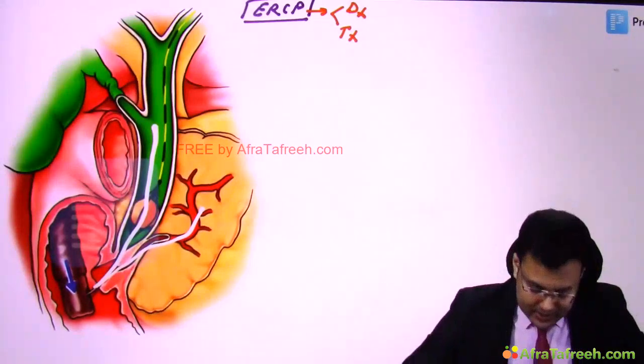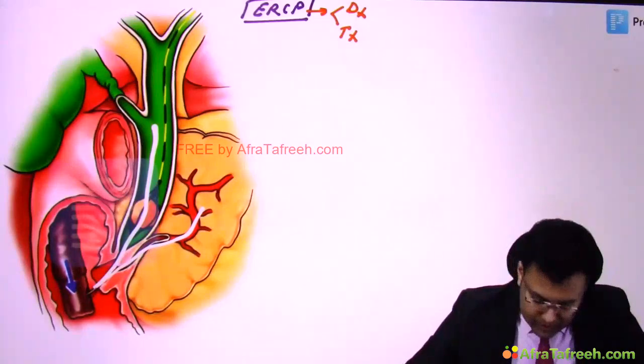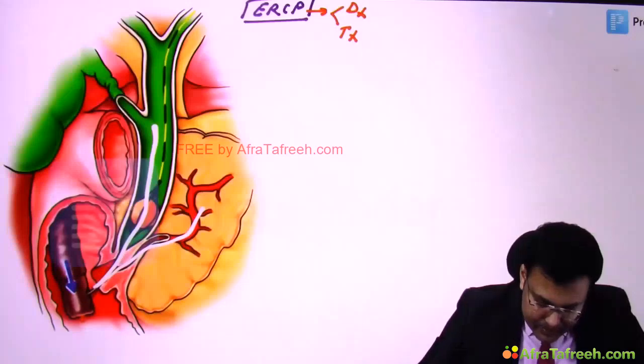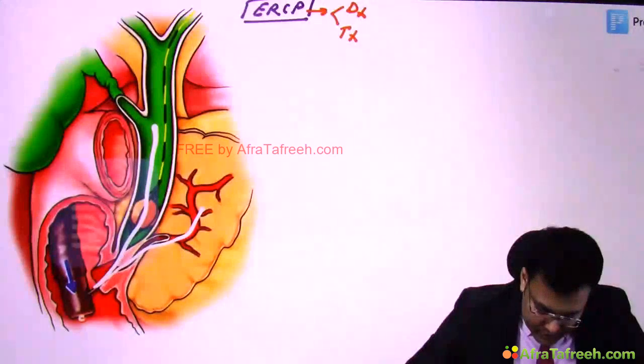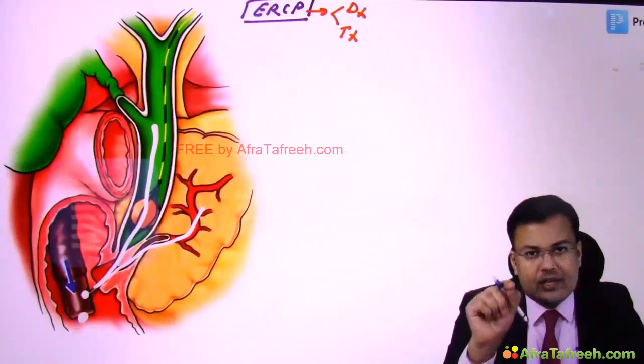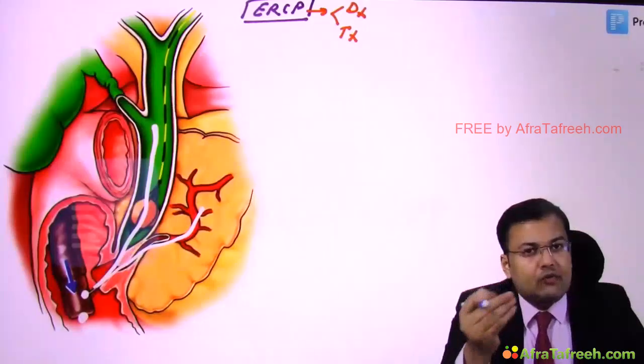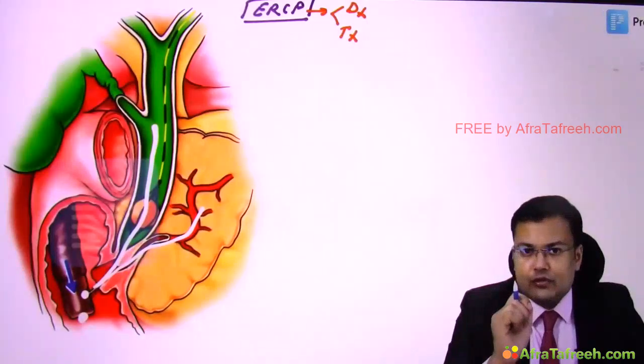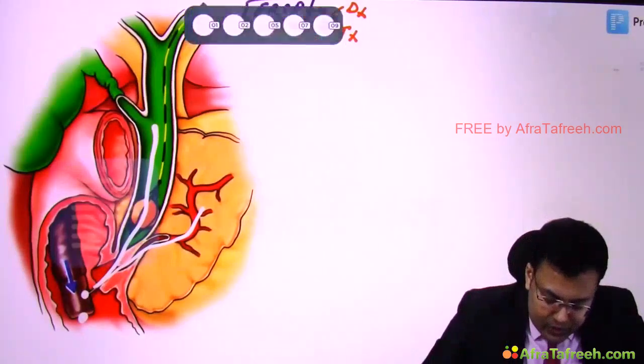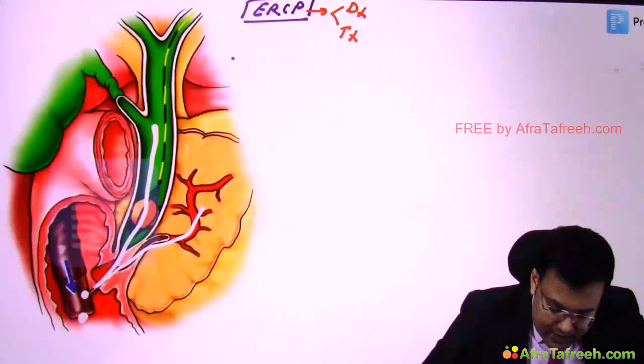How is it done? See, this is the endoscope. In the endoscope, there is a camera either at the tip or at one side. If it's at the tip, it is known as an end viewing endoscope, and if it's on one side, it is known as a side viewing endoscope. So first, which endoscope is used in ERCP? We are going to use a side viewing endoscope.